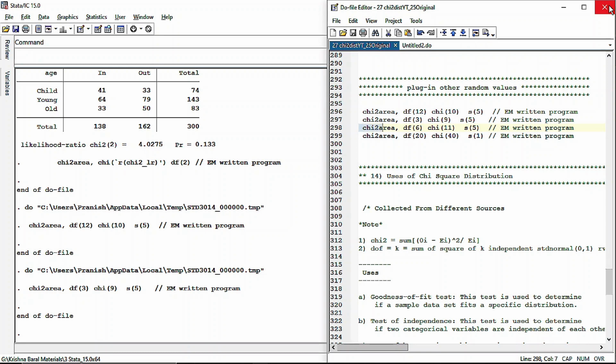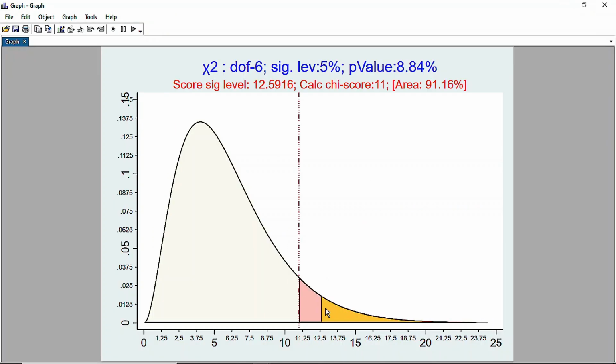Now let's see another example. If a certain process follows a chi-square distribution with 6 degrees of freedom, and we want to test a hypothesis whether the chi-square score is greater than 11 for the significance level 5%. Graphically, it is very clear we are not able to surpass this threshold of 5% significance level. So in this case, we fail to reject the null, as the p-value is greater than our significance level, that is why we fail to reject the null for the right tail test.